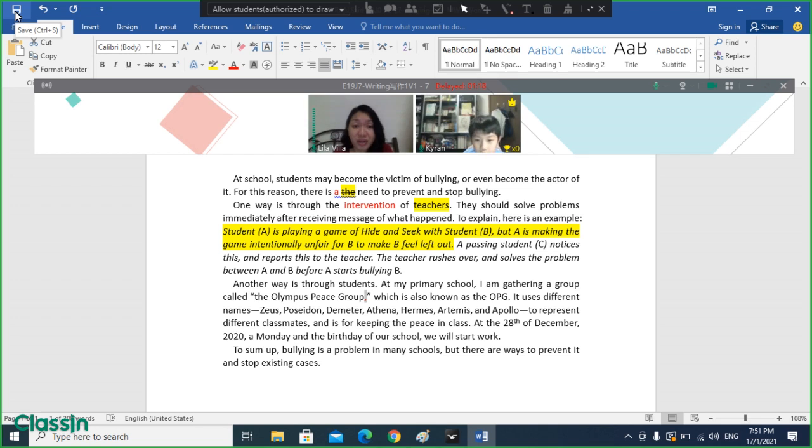So is this for real? You're really gathering a group of people together? You're forming a club? Yes. Okay. Basically, yes. Although I just put in OPG so that if I need to refer to it later, then I don't have to write such a long name. Yeah, an acronym. And so that the reader gets some more details, but apparently it doesn't have any real meaning here. Never mind. It uses different names: Zeus, Poseidon, Demeter, Athena, Hermes, Artemis, and Apollo to represent different.